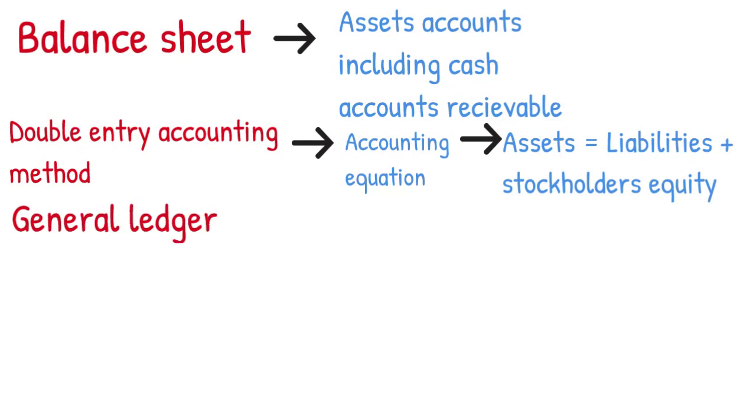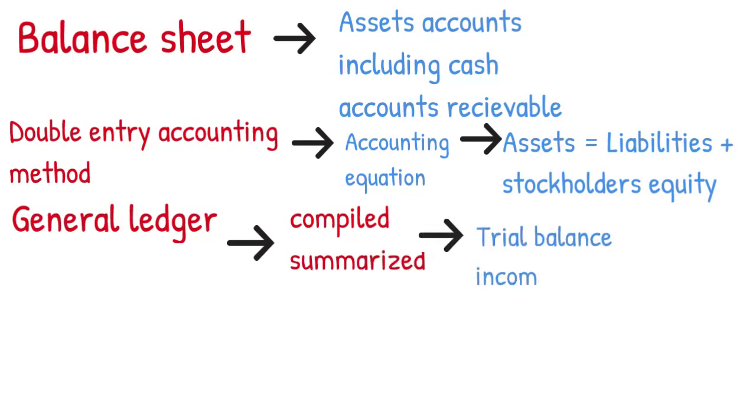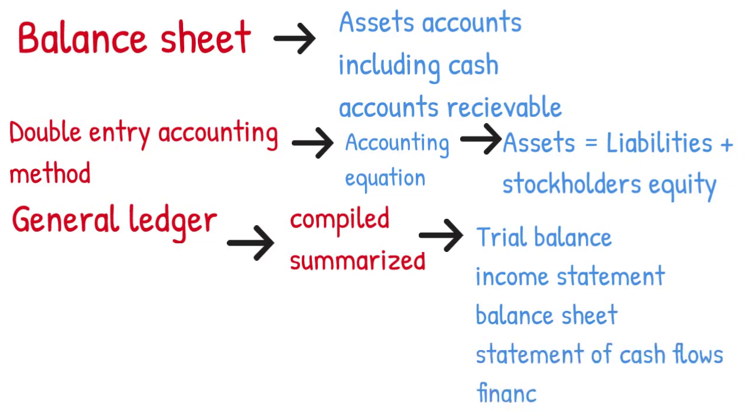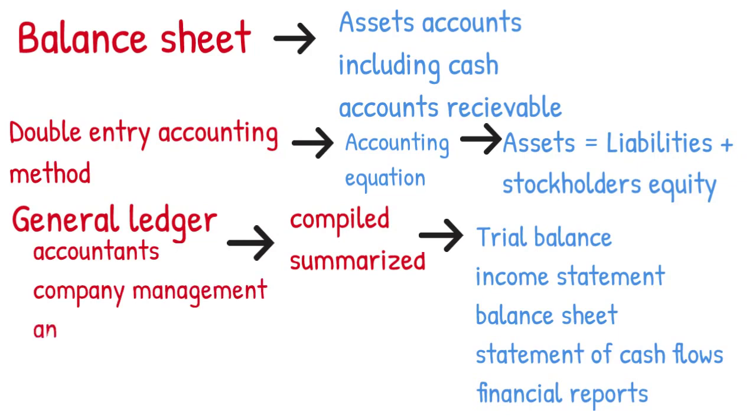The transaction details contained in the general ledger are compiled and summarized at various levels to produce a trial balance, income statement, balance sheet, statement of cash flows, and many other financial reports. This helps accountants, company management, analysts, investors, and other stakeholders assess the company's performance on an ongoing basis.